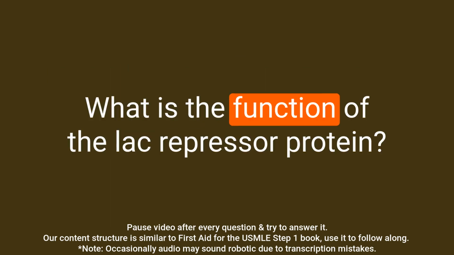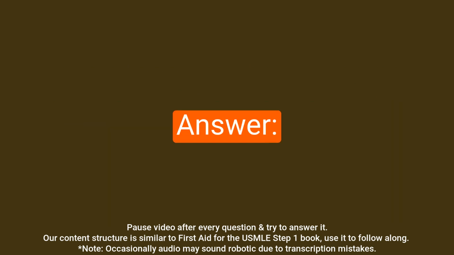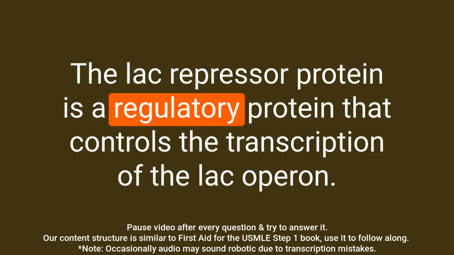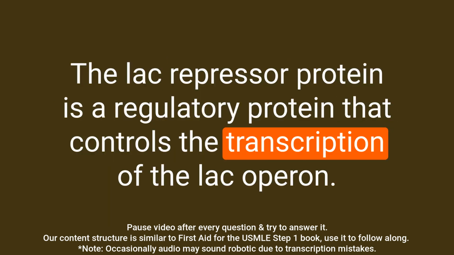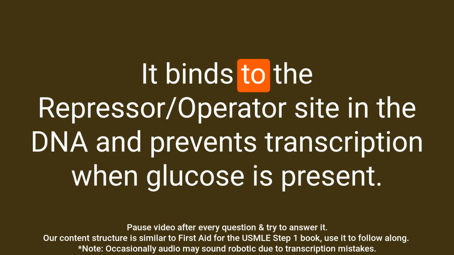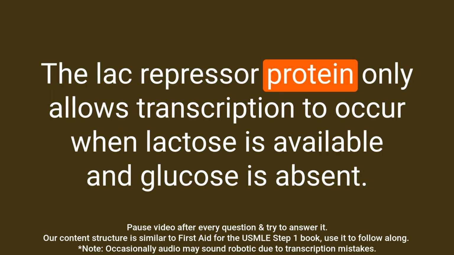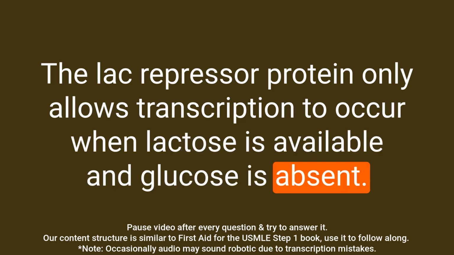Question: What is the function of the Lac repressor protein? Answer: The Lac repressor protein is a regulatory protein that controls the transcription of the Lac Operon. It binds to the repressor operator site in the DNA and prevents transcription when glucose is present. The Lac repressor protein only allows transcription to occur when lactose is available and glucose is absent.